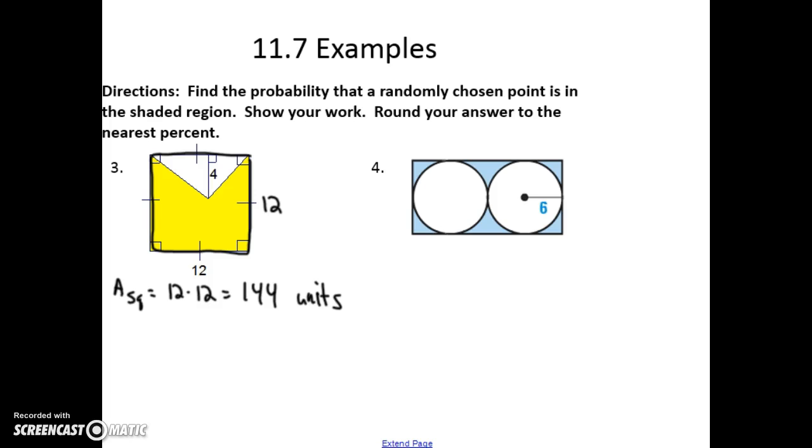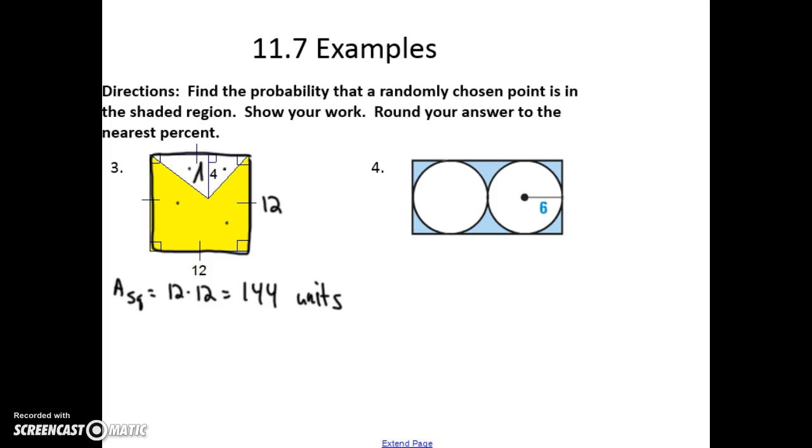And then we're going to randomly pick a point. So if I pick this point right here, just randomly, what's the probability that it's in the shaded region? So if I were to just drop a pencil anywhere on that, what's the probability that those points land in the shaded region instead of outside?